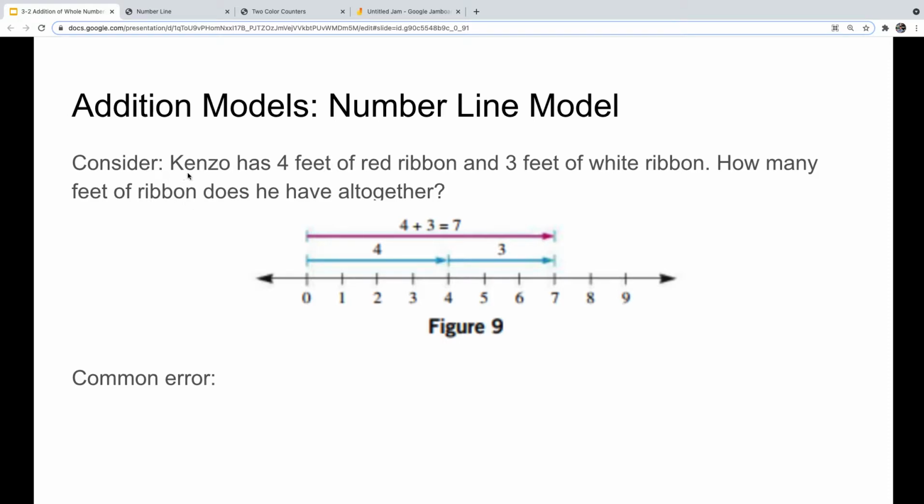Okay, so consider Kenzo has 4 feet of red ribbon and 3 feet of white ribbon. Together, how many are there? 7 ribbons, right? Common error, some students count from 1. You need to start from 0 to show the number.